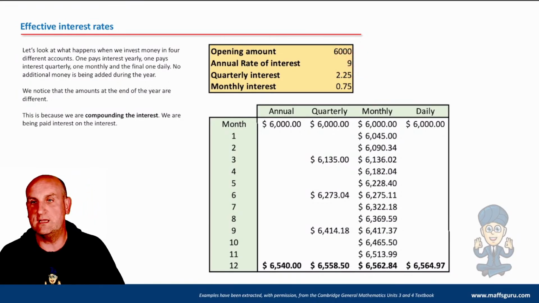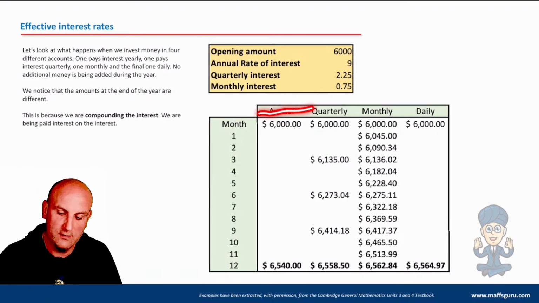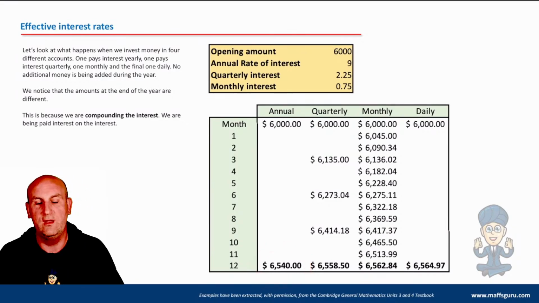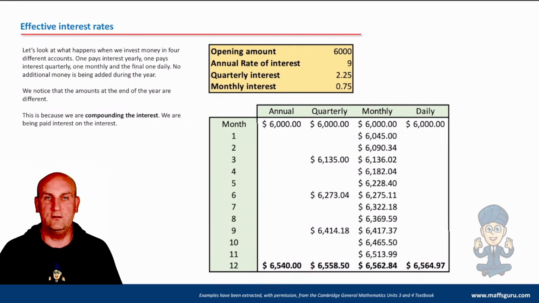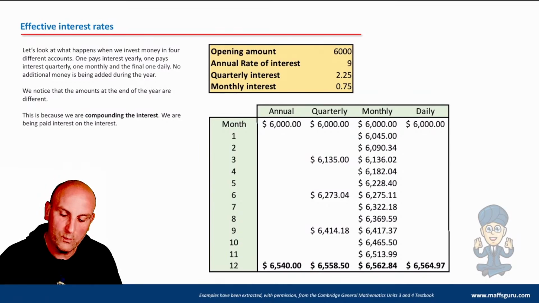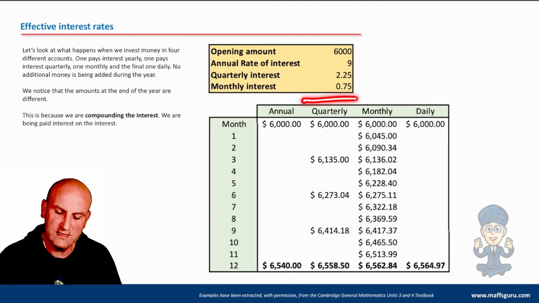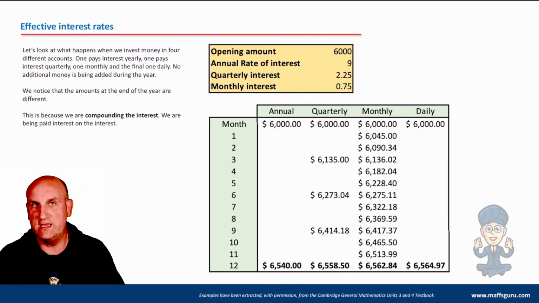Now, if I opened my bank account with $6,000 and at the end of the year just got interest once, I would get $6,540. How did I work that out? I worked out what 9% of $6,000 was.